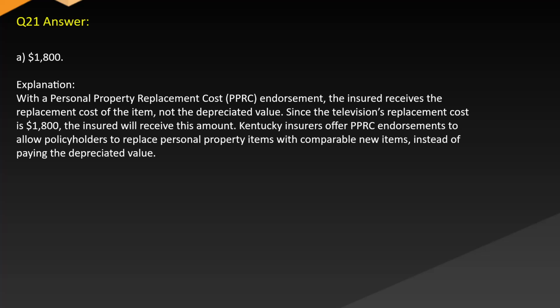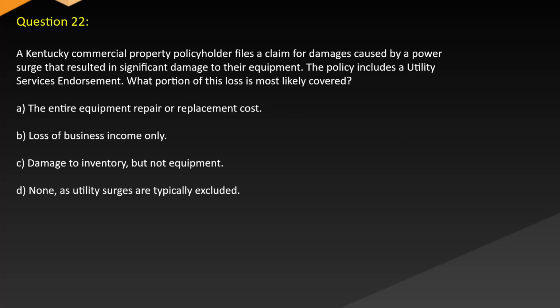Answer A. $1,800. Explanation. With a personal property replacement cost (PPRC) endorsement, the insured receives the replacement cost of the item, not the depreciated value. Since the television's replacement cost is $1,800, the insured will receive this amount. Kentucky insurers offer PPRC endorsements to allow policyholders to replace personal property items with comparable new items instead of paying the depreciated value. Question 22.